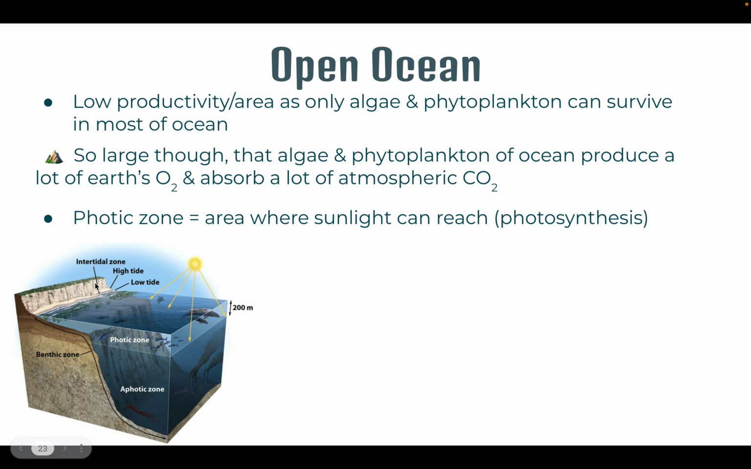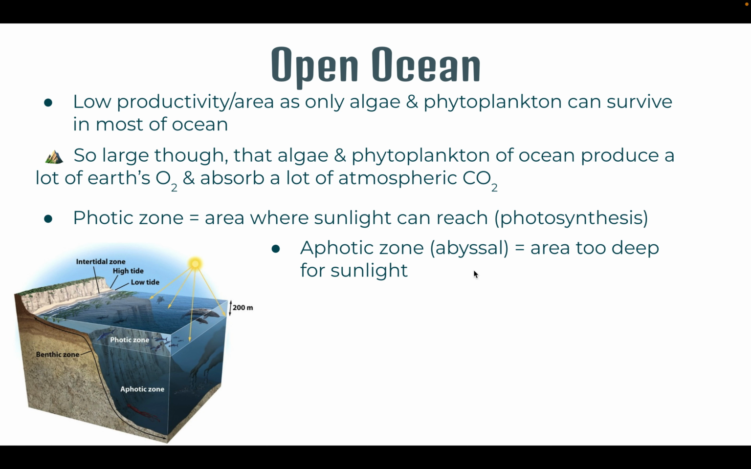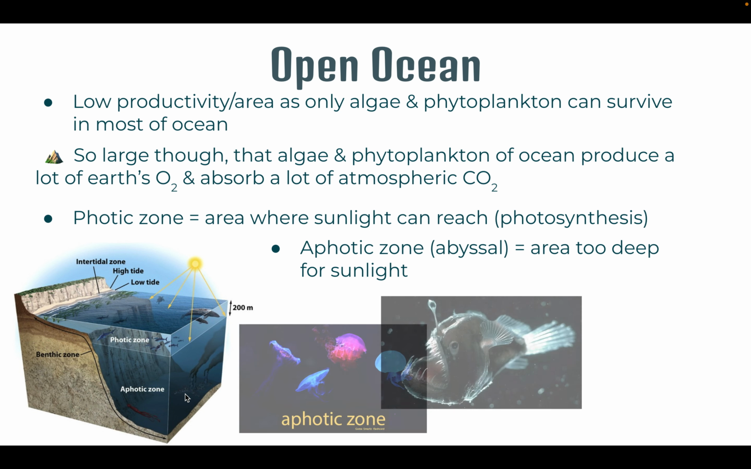Here again is the coastline. You have the intertidal zone along here, where you get high and low tide. And then remember, we're talking about the open ocean, so there's no land underneath here. You have the photic zone that goes down about 200 meters, and sunlight is reaching all of these areas where algae and phytoplankton are able to perform photosynthesis. You have the aphotic zone, which is below that, also called the abyssal zone. This area does not get enough sunlight for phytoplankton or algae to survive. It's too deep for sunlight.